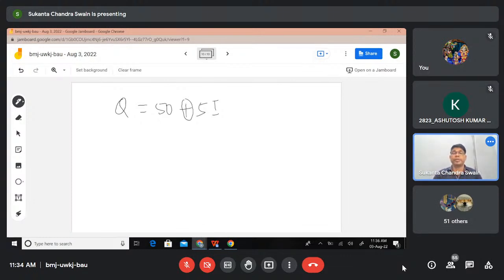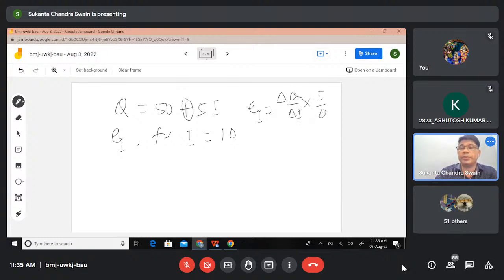Okay. We are asked to find EI for I equal to, let's say, 10. Then what will be the formula? Because we know the formula is del Q by del I into I by Q. Geometrically, we can do like this. We can convert it mathematically.